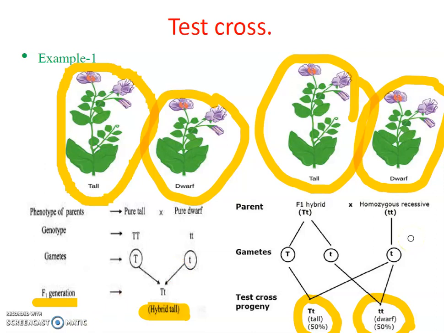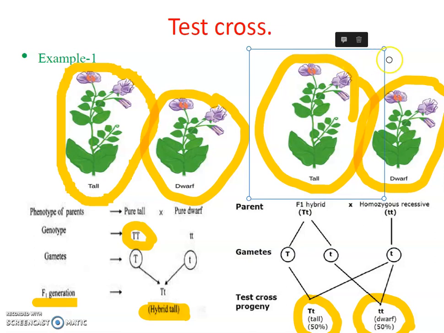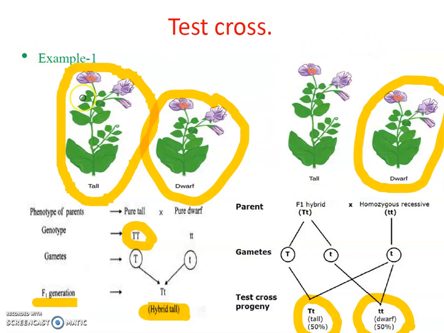So in the test cross, there is always 50% tall and 50% dwarf F1 progeny developed, and in the other condition, when there is a pure tall, 100% of the progeny will be tall. So depending on the progeny development, we can decide whether the selected plant is pure tall or hybrid tall.